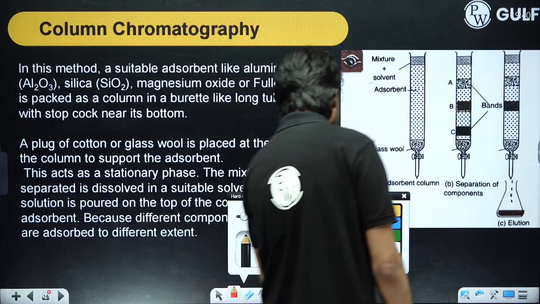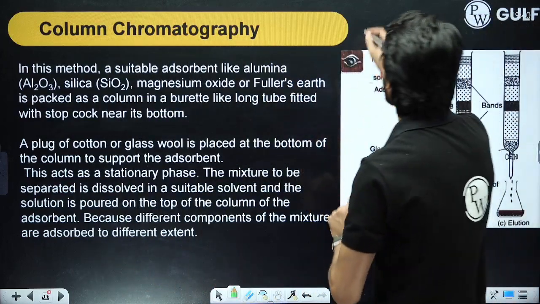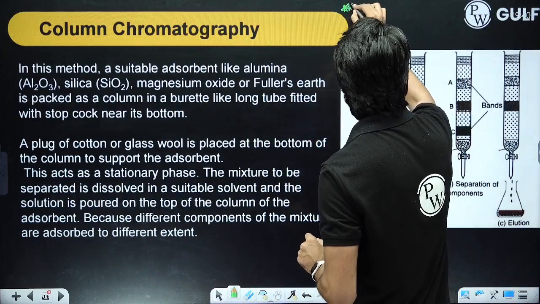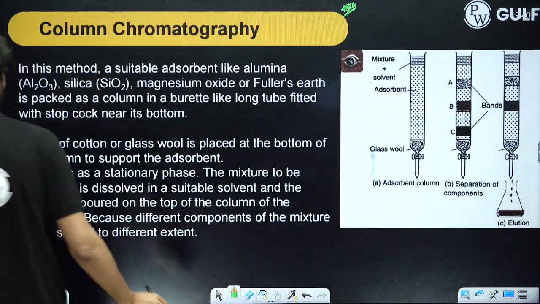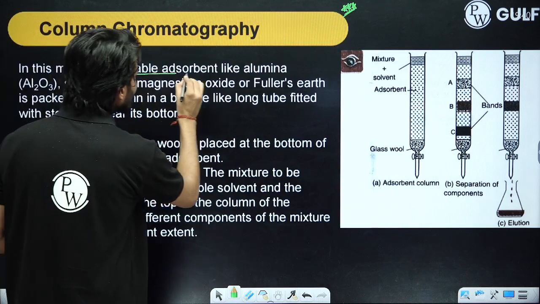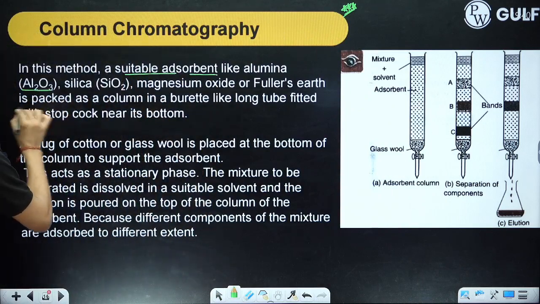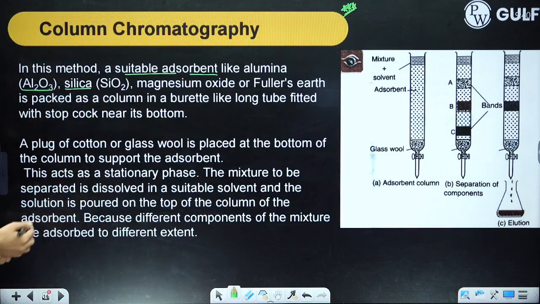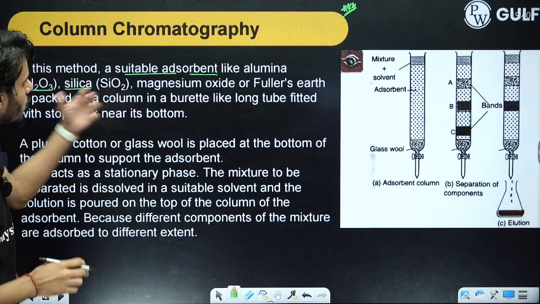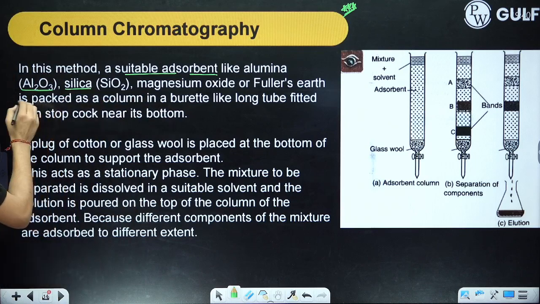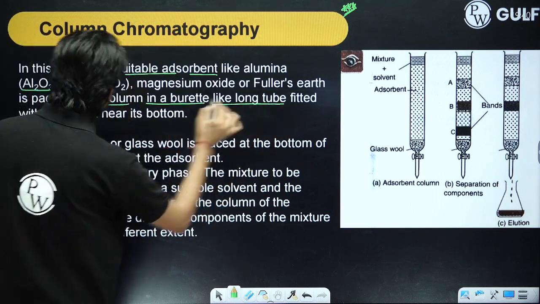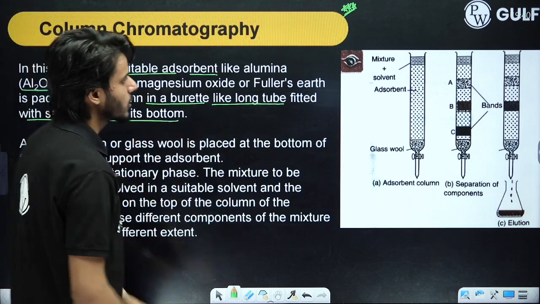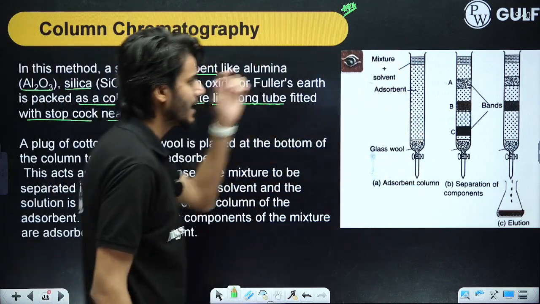Let's understand this with the help of column chromatography. It is going to be very easy to understand this with the help of column chromatography. Now let's understand what column chromatography is. In this method, a suitable adsorbent like aluminium oxide, silica, or magnesium oxide is taken in a column, in a burette, like a long tube fitted with a stopcock near its bottom.